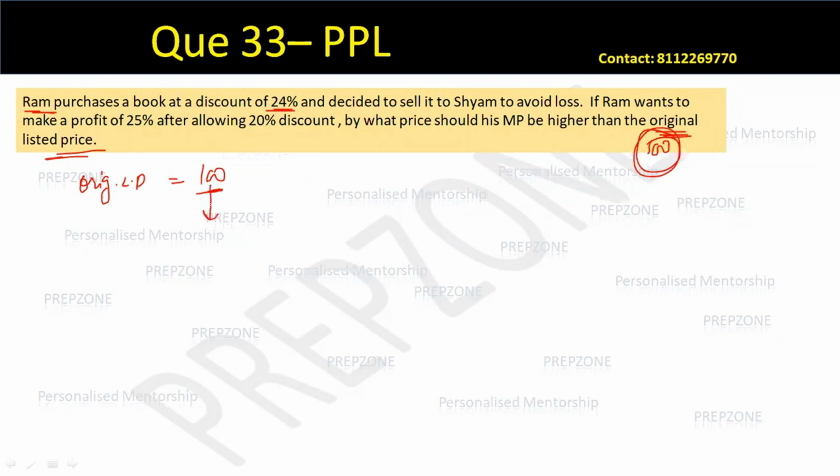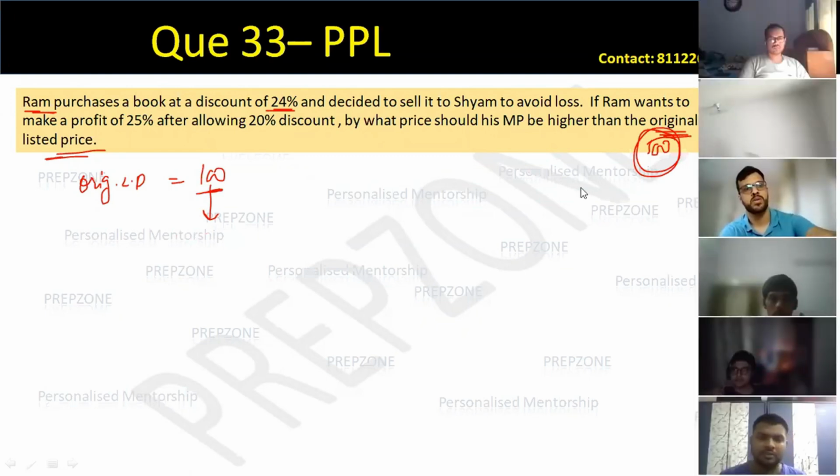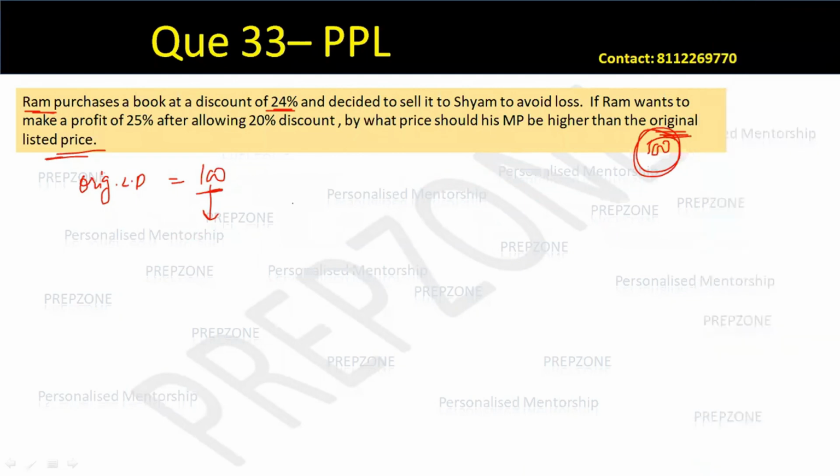Okay, so a 24% discount is applied. So at what price did Ram purchase this book? Everyone? Original list price was 100. Ram got a 24% discount, so he has purchased it at 76 rupees. And this 76 will be the cost price of Ram, right?